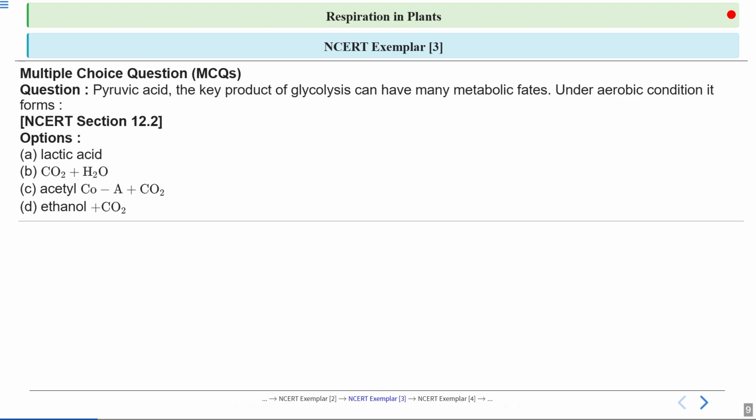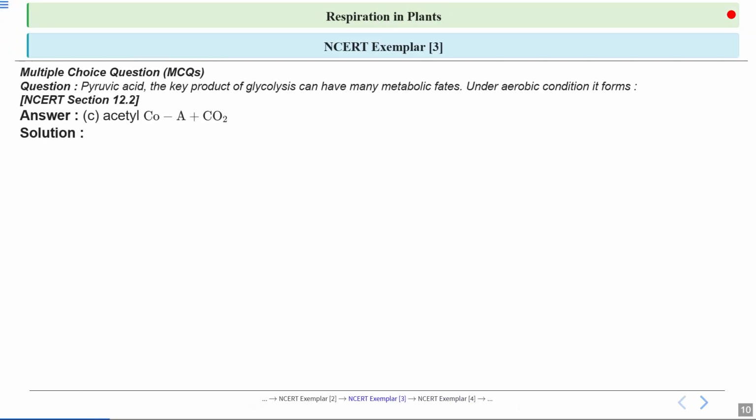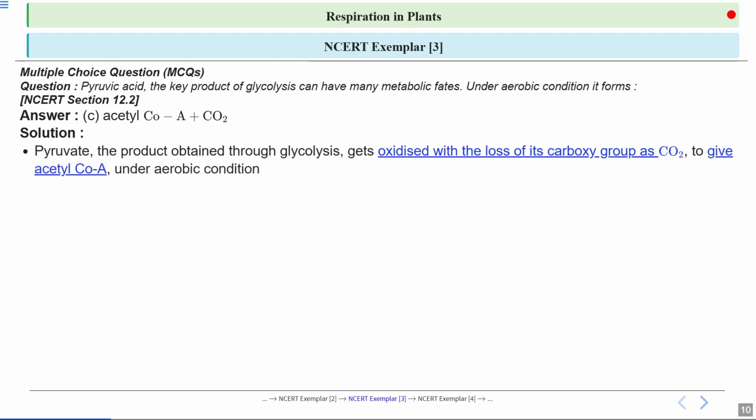So let us look at the answer. The answer is option C, acetyl coenzyme A plus carbon dioxide. Pyruvate from glycolysis is oxidized, losing a carboxyl group as carbon dioxide and forms acetyl coenzyme A. This is the main pathway when oxygen is present, that is, under aerobic condition. Then this acetyl coenzyme A will enter the citric acid cycle, where it is completely oxidized to carbon dioxide and water.